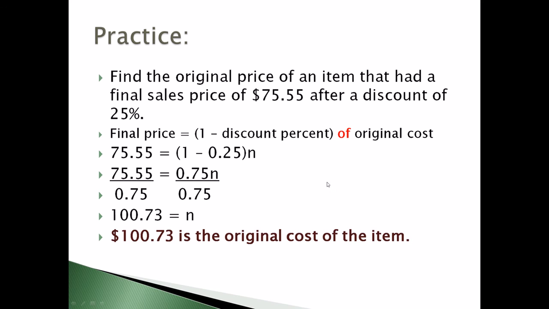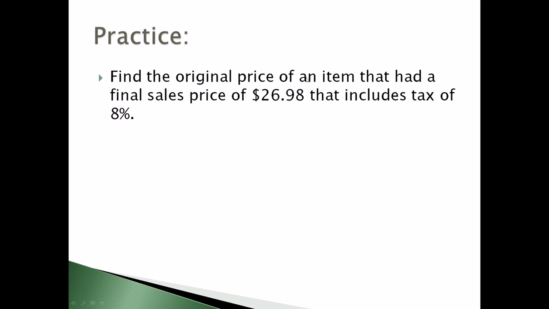Okay, one more for you. We're going to find the original price of an item that had a final sales price of $26.98, and that includes tax of 8%. So this is out the door, you're paying $26.98. How much was it before you added in tax? So let's look at that formula I gave you. The final price equals 1 plus the tax percent, because tax was added on, times the original cost.